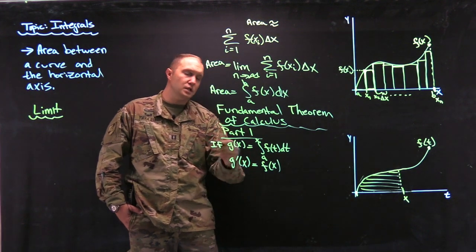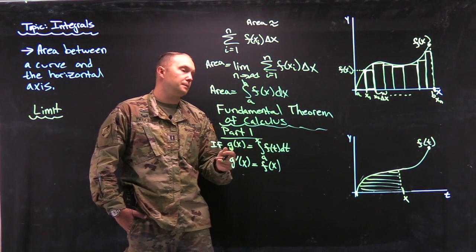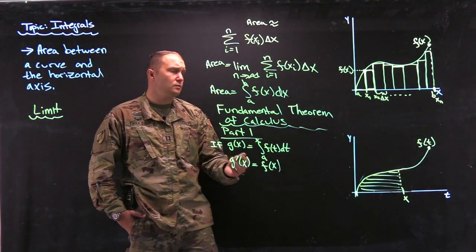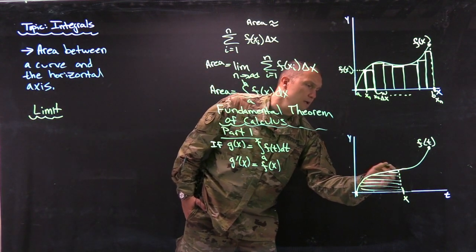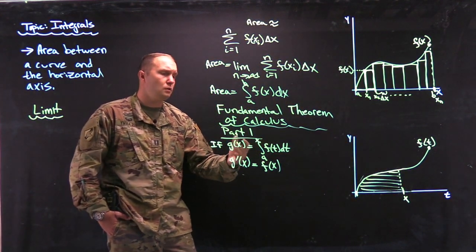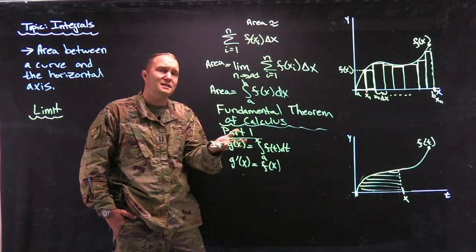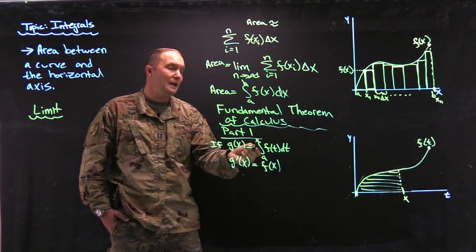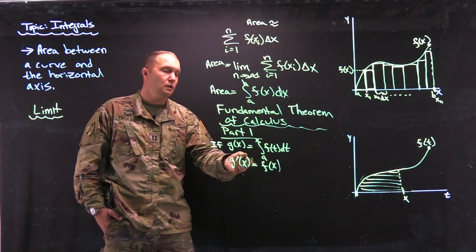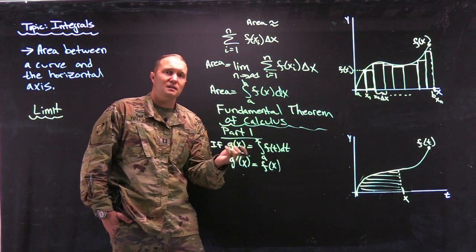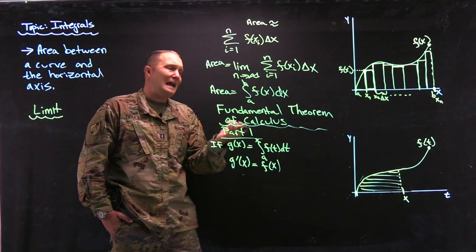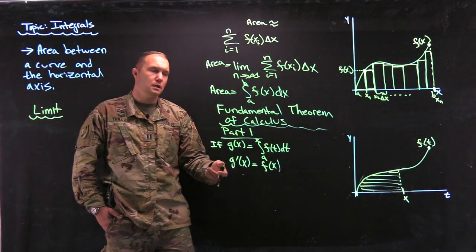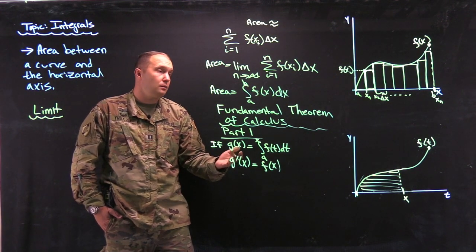Okay? So where does this come from? Where does this g prime of x equals f of x come from? Well, if we remember what a derivative is, an instantaneous rate of change. So if this function represents the area so far under the curve to point x, then this rate of change is the amount of area being added at point x. So how do we determine that?